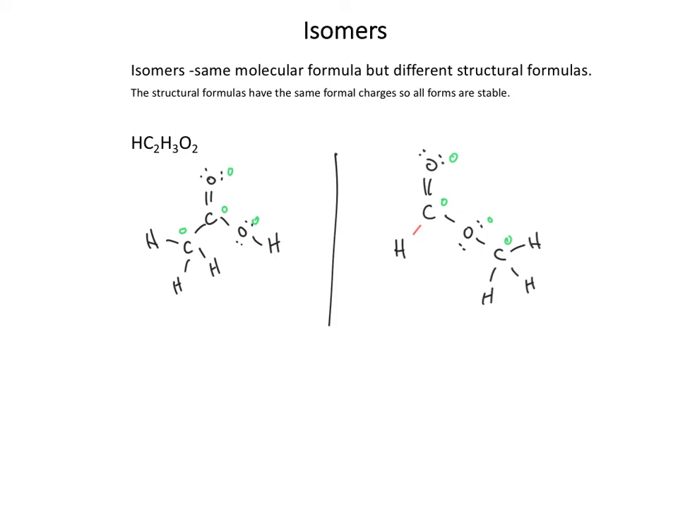The molecule on the left is called acetic acid. The molecule on the right is methyl formate. And if you go to the stockroom and ask for acetic acid, you're going to get that. You go and ask for methyl formate, and you're going to get that one. So that's kind of the idea of isomers. Those are two isomers that have the same molecular formula.